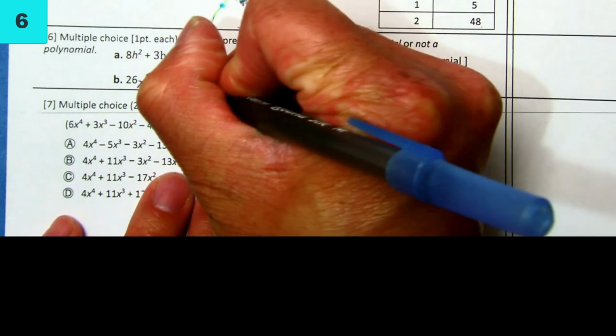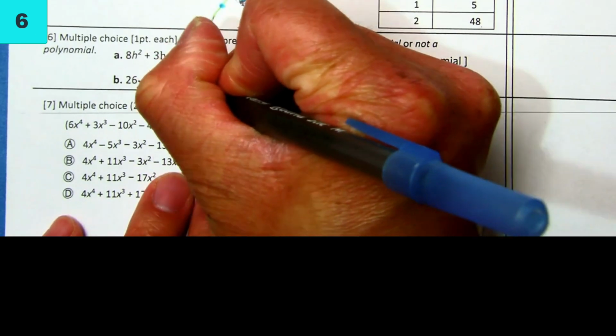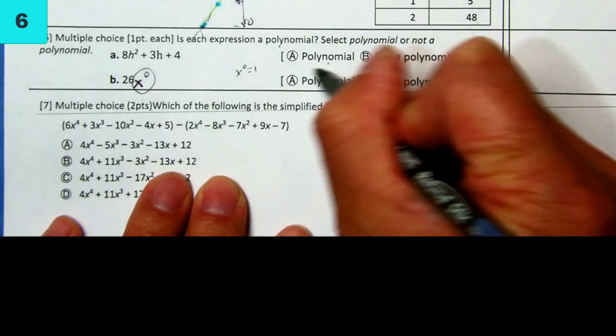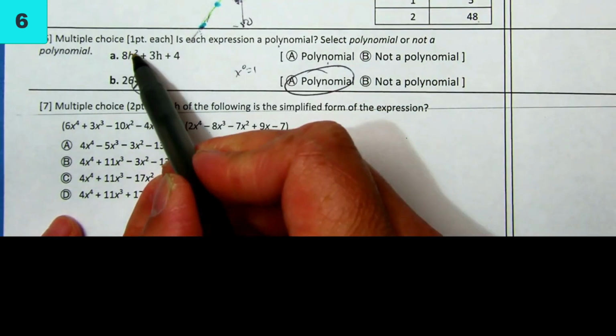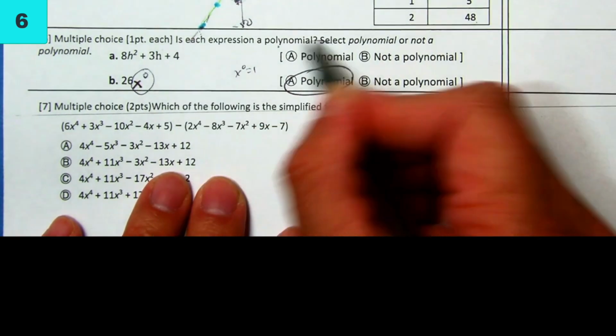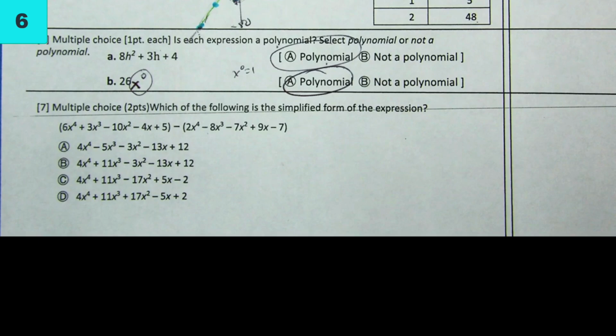You can just put like a variable, because remember, anything to the 0 power equals 1. So that's still 26. So that is a polynomial, and this one is a polynomial. There's no variables. It's not a decimal or fraction up here, so this would both be A.